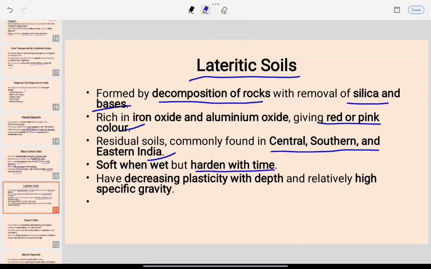An interesting property of these soils is that they remain soft when wet, but with time they harden on drying. They also show decreasing plasticity with depth and generally have relatively high specific gravity. So lateritic soils are important residual soils with distinct color and engineering properties.